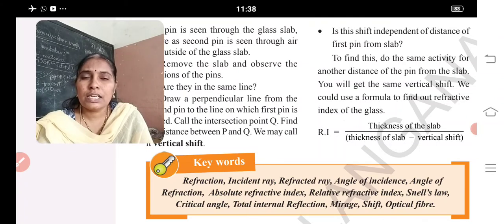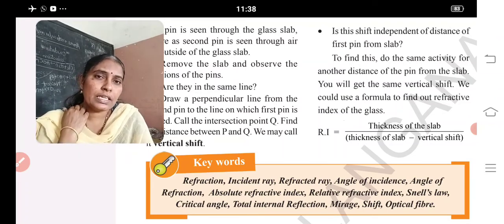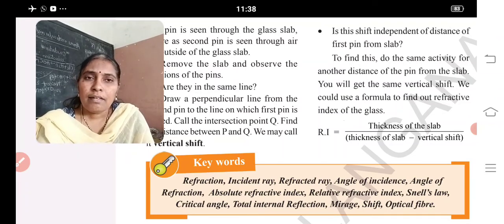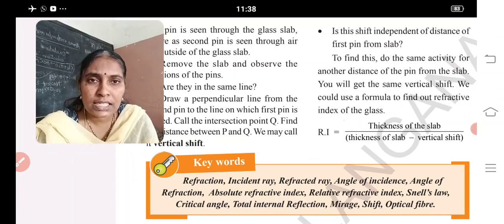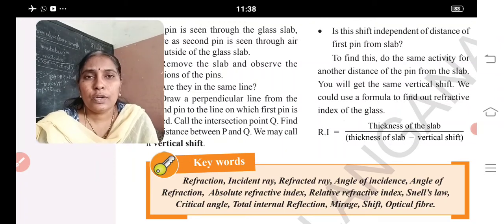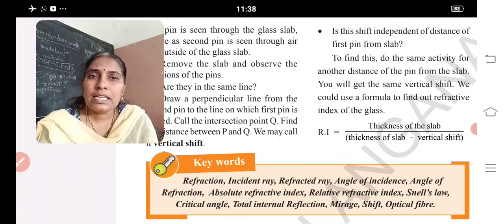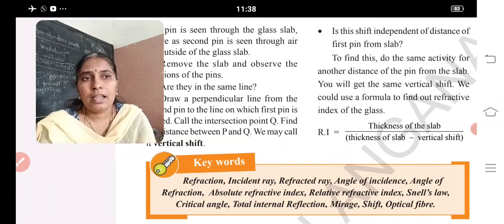And next, what is total internal reflection? When the angle of incidence is greater than the critical angle, at that time the light ray, instead of entering the other medium, reflects in the same medium. Such a phenomenon is known as total internal reflection. And what is the critical angle? At a particular angle of incidence, the light ray grazes at the interface, and such an angle of incidence is said to be the critical angle.